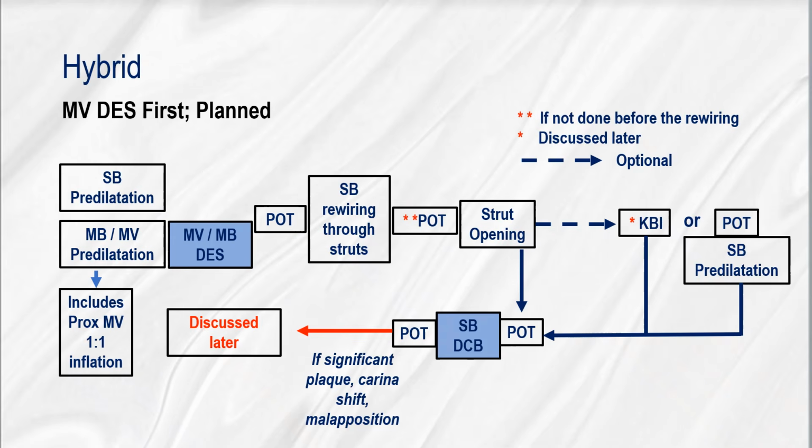In cases of hybrid planned technique in which the main vessel DES first is the preferred technique, side branch and main vessel pre-dilatation is done as said before, followed by main vessel main branch DES, followed by POT, side branch rewiring through the struts, strut opening, followed by another POT. This is followed by side branch drug-coated balloon dilatation and a final POT. Kissing balloon inflations or POT side branch pre-dilatation are optional and discussed later.